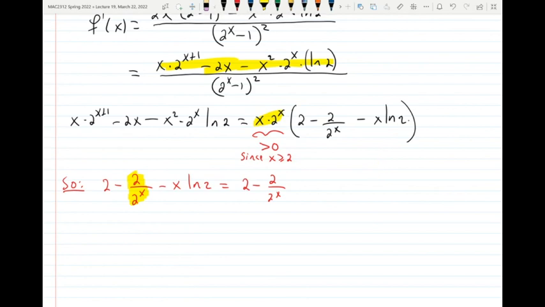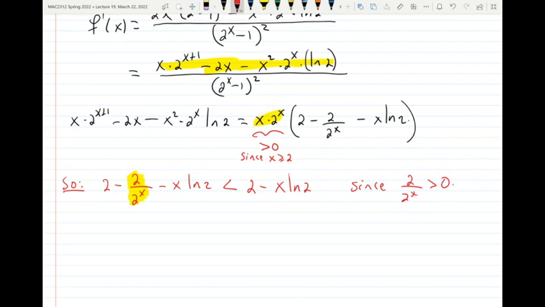So here's what I'm saying. If you have a minus b, and you know that b is positive, then this is going to be smaller than a. So if I remove b, then a minus b is smaller than a. Do you understand this? That's what I'm going to do. I'm going to remove 2 over 2 to the x, and I'm going to get something bigger as a result. So this is going to be less than 2 minus x ln of 2, and that's something easier that we can manipulate, since 2 over 2 to the x is positive. Okay?